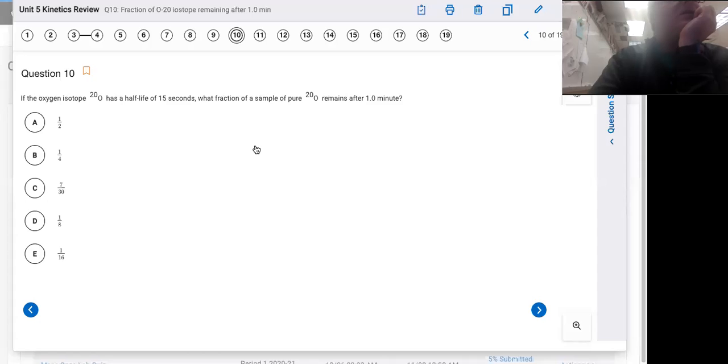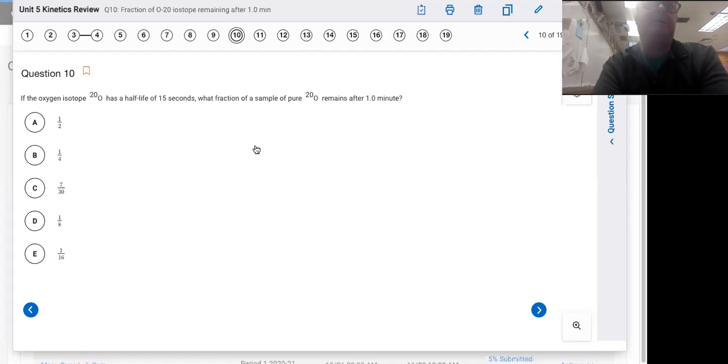If the oxygen isotope oxygen 20 has a half-life of 15 seconds, what is the fraction of the sample after a minute? And here's the deal with these. Keep in mind during the actual AP, the multiple choice questions, you are not to use a calculator.